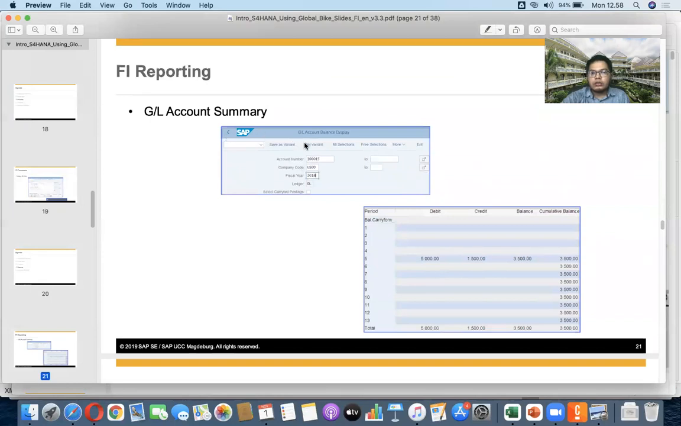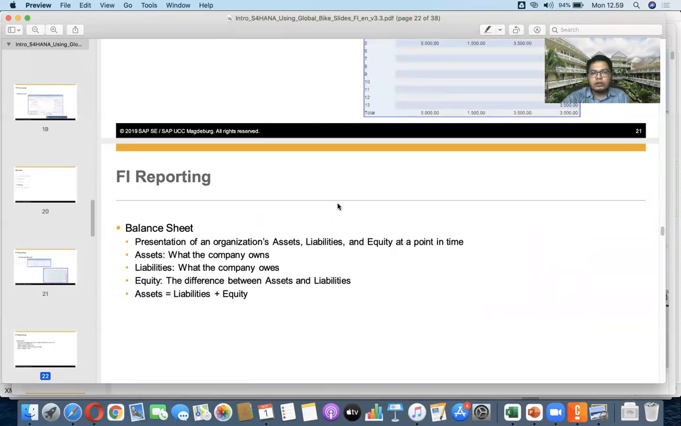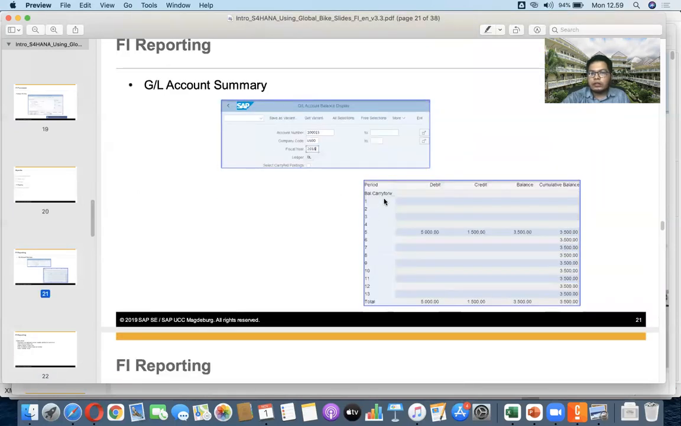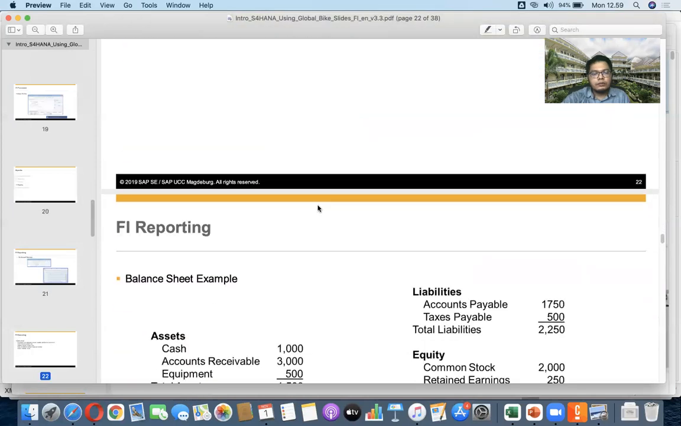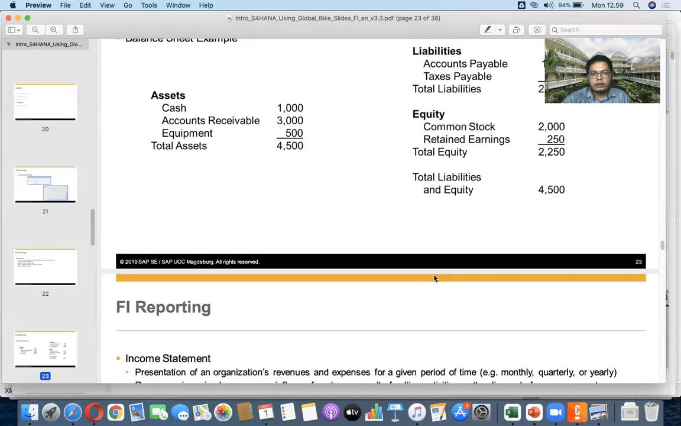So this is the GL account summary. It's already in a format like this, already there for reporting. To see the database and then the balance sheet, they already have the balance sheet. This is the reporting of the balance sheet. As you can see, this is the standard format of balance sheet that you know. Total assets need to be the same as total liabilities and equity, to make it correct.